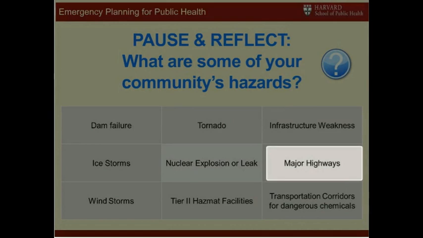Your community has a unique risk profile based on its vulnerabilities, level of preparedness, and available resources. Remember that there's always a possibility of an unanticipated hazard, which is why developing an all-hazards plan is crucial.